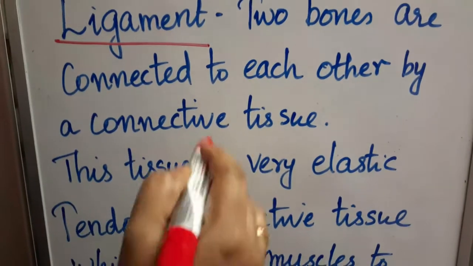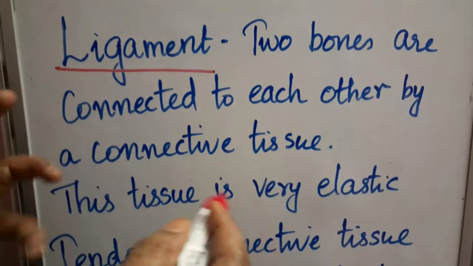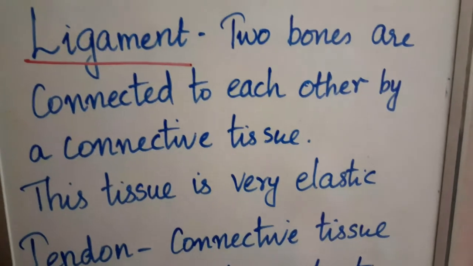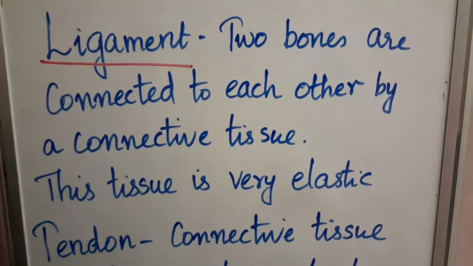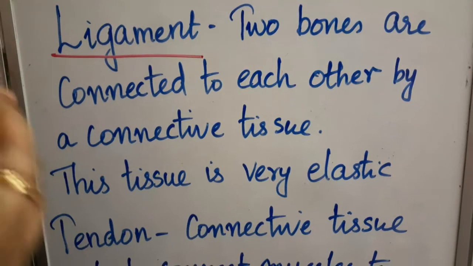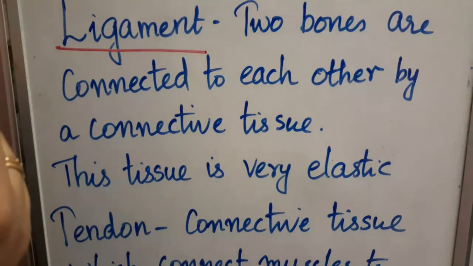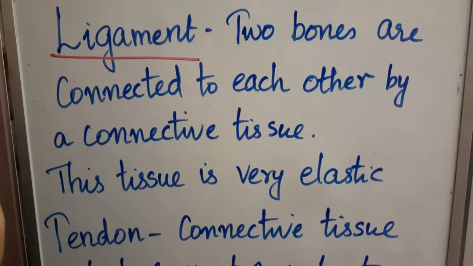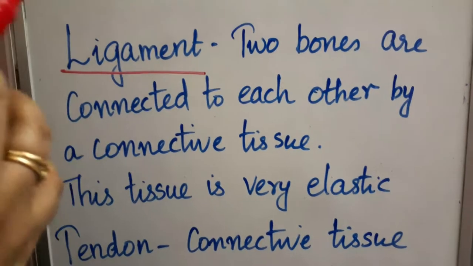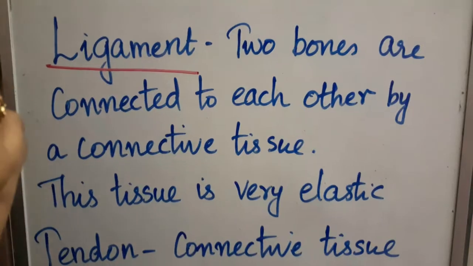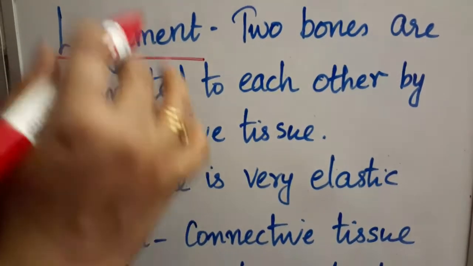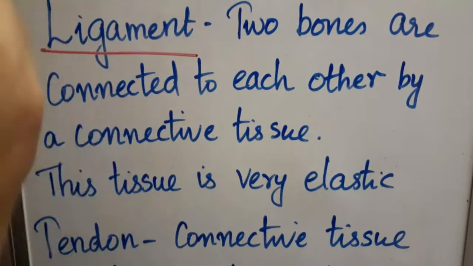This tissue is very elastic. So we can move our bones freely, right? Our legs, hands and all, we can move easily. That is because the ligament is very flexible and elastic. So we should take care of this. Otherwise if it is broken, there will be pain and other problems will happen. So this is the ligament, a connective tissue which connects one bone to another bone.